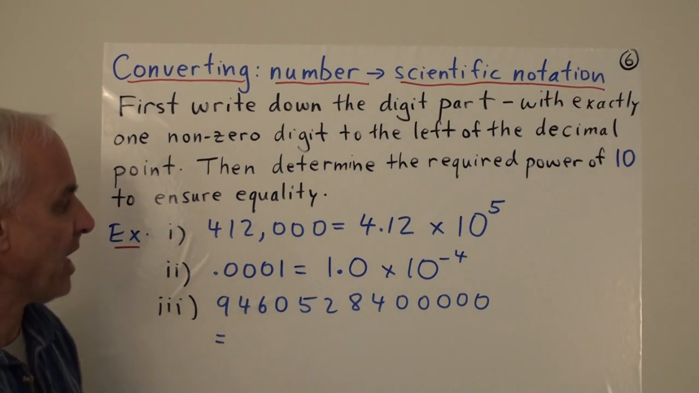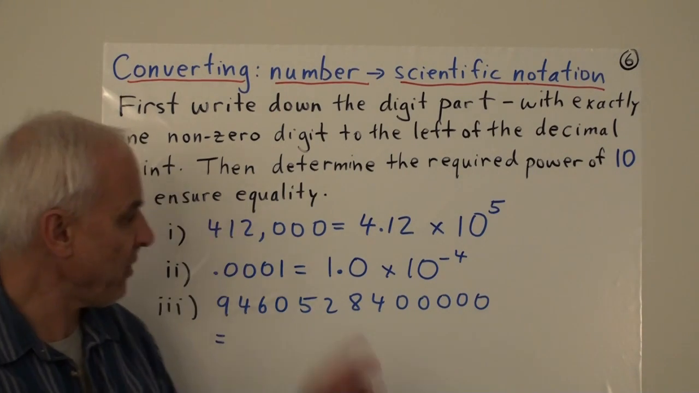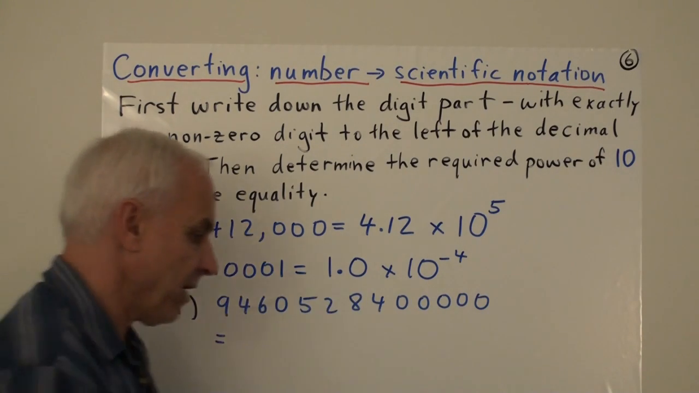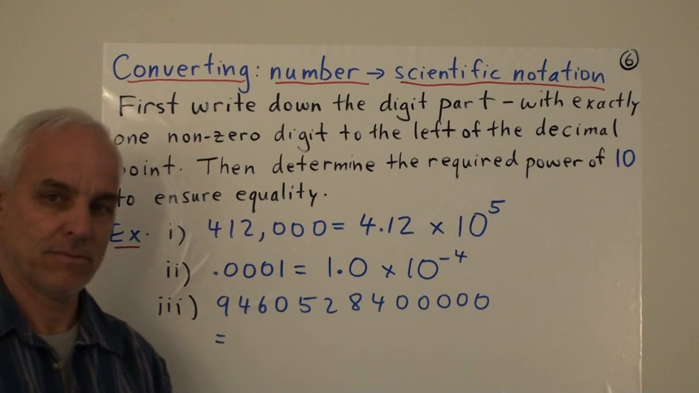So there is the scientific notation for this number here. Oh, by the way, what is this thing? This is the width of a human hair in meters, roughly.